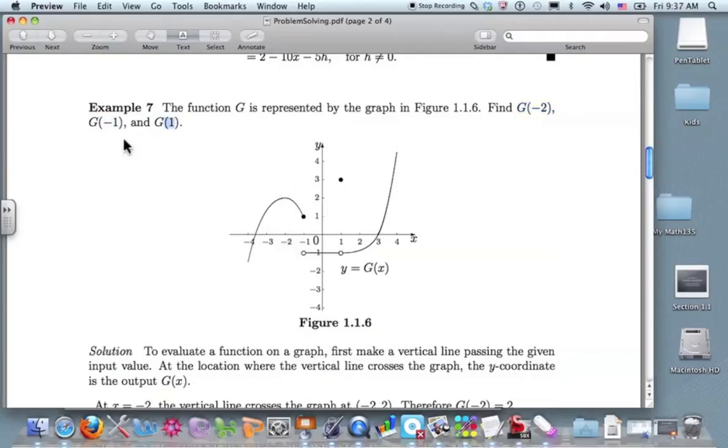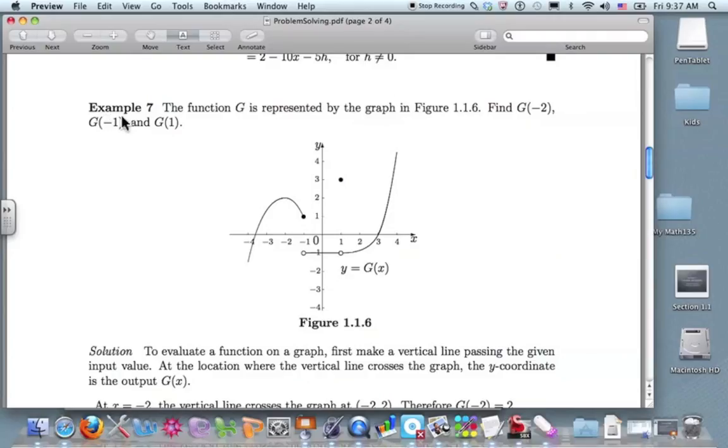So these negative 2, negative 1, and 1 are x values. To evaluate a function through the graph, we need to draw a vertical line going through the x location. So here is negative 2. If we draw this vertical line, we are going to hit the graph at this point. So, what is the y reading of this point? Go horizontally to find the y reading is 2. Therefore, g of negative 2 is 2.